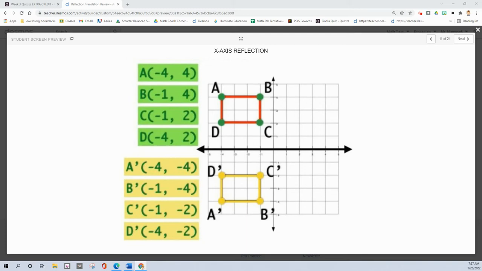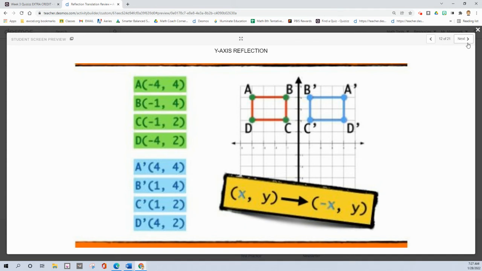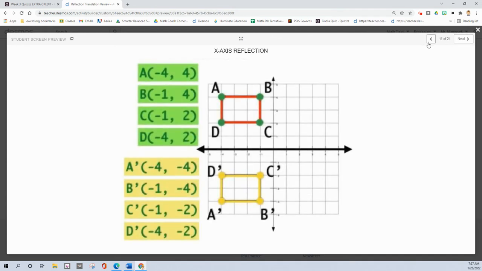All right, guys, today's lesson is going to have a lot to do with this concept right here. For today's quiz, you have to make sure you focus on this idea of x-axis reflection and y-axis reflection, okay? We're going to go over it real quick.